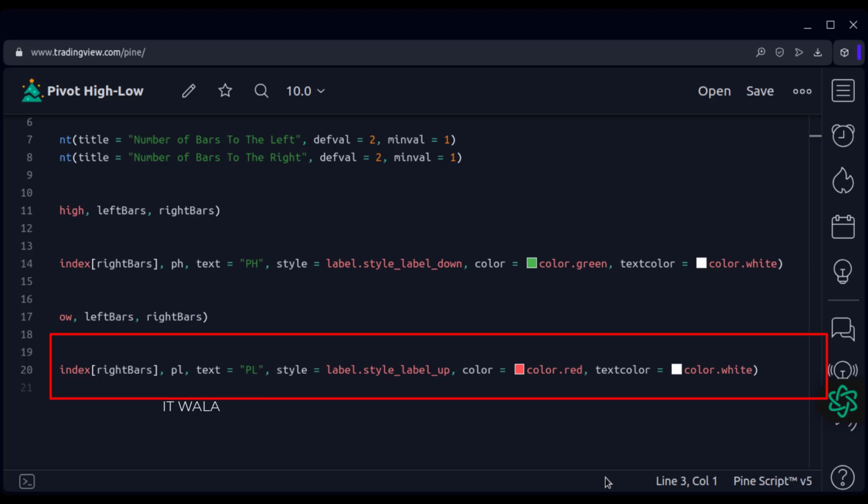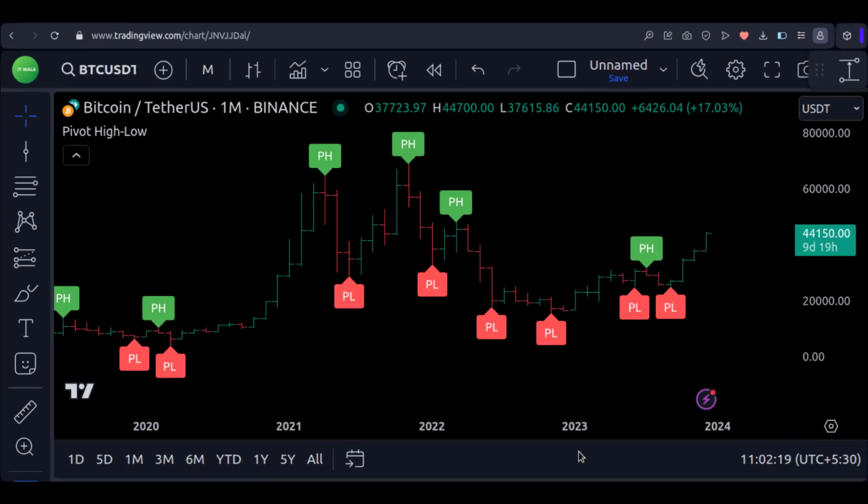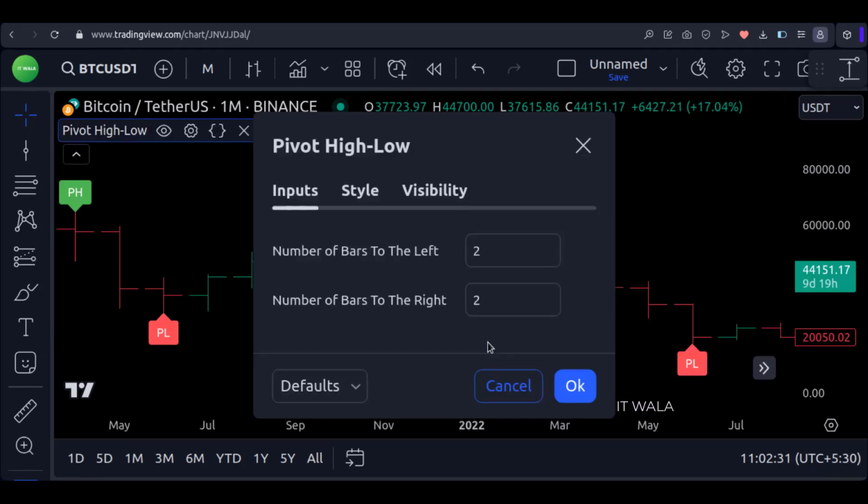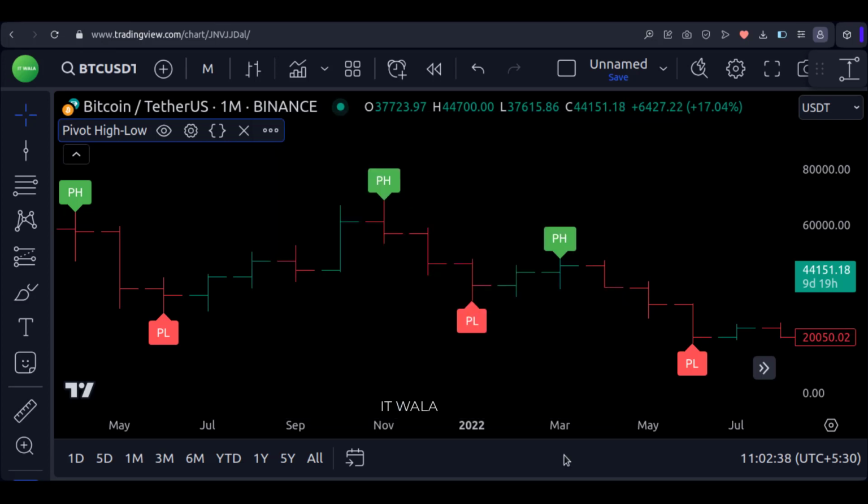Alright. Let's add this indicator to the chart. As you can see, our indicator is showing various pivot high and low points all over the chart. These are the inputs. Let's analyze a few pivots.